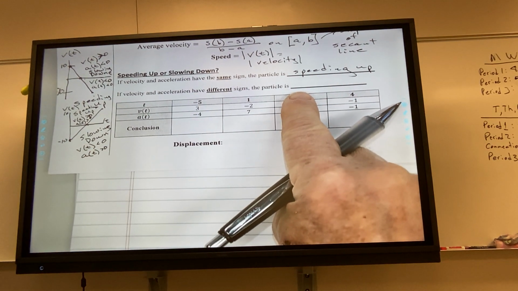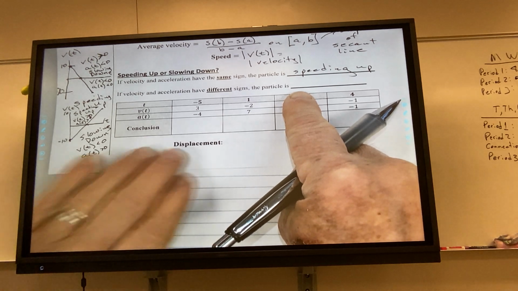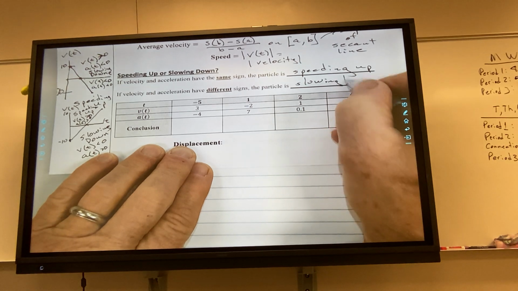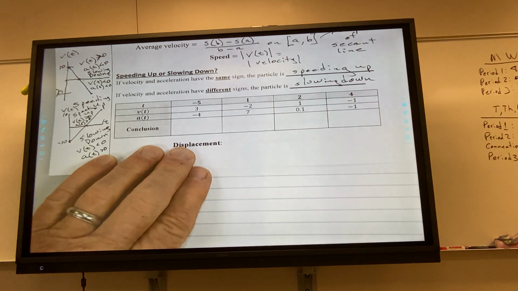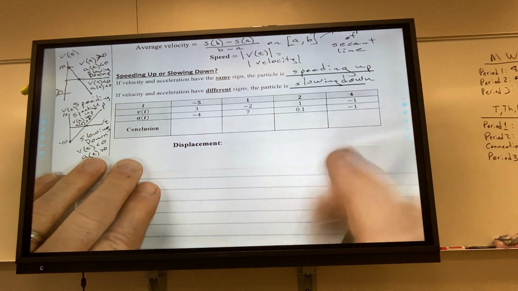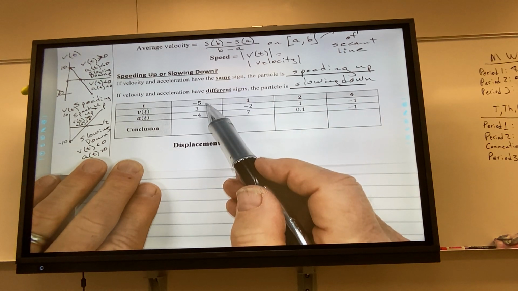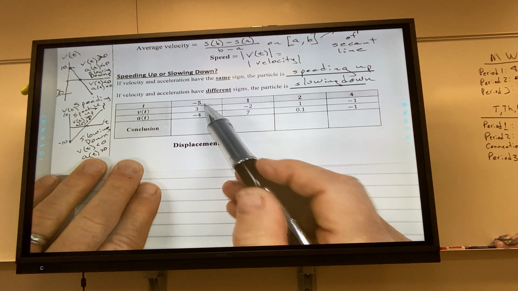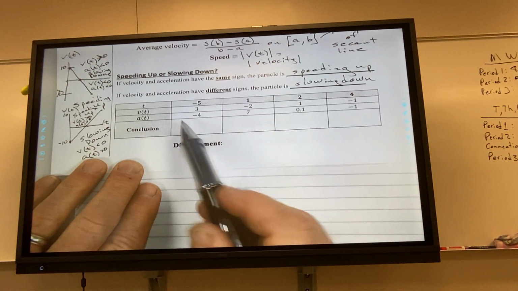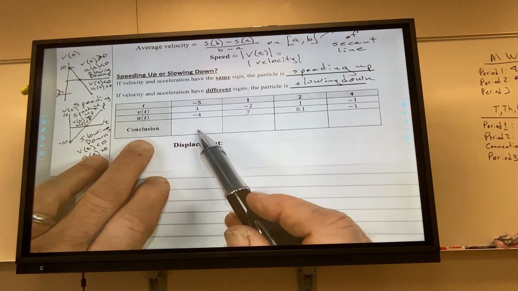If they have different signs, if one's negative and the other one's positive or vice versa, it's slowing down. Okay on that? Now, they love giving you a table. Notice here's your t, this is time. This is your velocity at these different times. Here's your acceleration at those times. So, let's look at this.